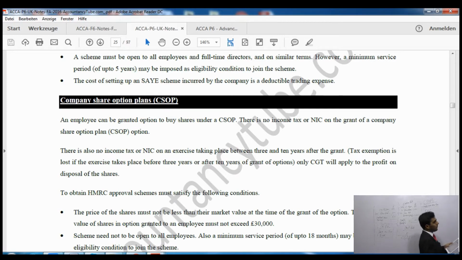Now this scheme is open to everyone, to all employees and full-time directors. When it says all employees, it means all employees, but when it comes to directors, part-time directors are not allowed, only the full-time directors. However, on top of that, you can set an eligibility criterion of a minimum engagement period with the company. So say, for example, whoever worked for 5 years will only be eligible.